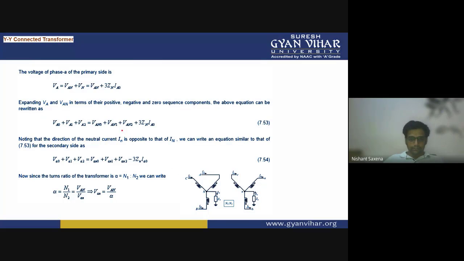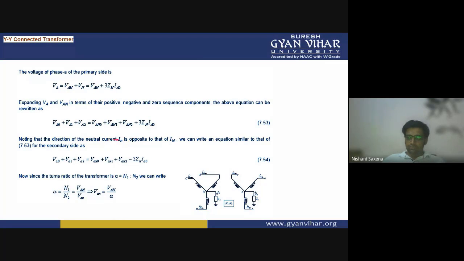Now, expanding VA and VAN in terms of their positive, negative, and zero sequence components, the above equation can be written as VA0 plus VA1 plus VA2. That means I have segregated VA and VAN into the positive, negative, and zero sequence components. Similarly, I will write it for VAN as VAN0 plus VAN1 plus VAN2 plus 3Zn into IA0.